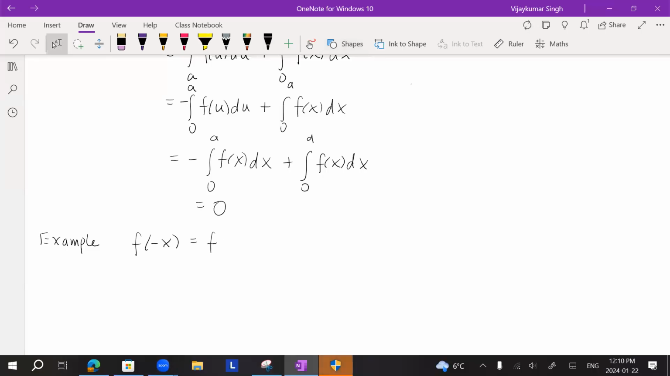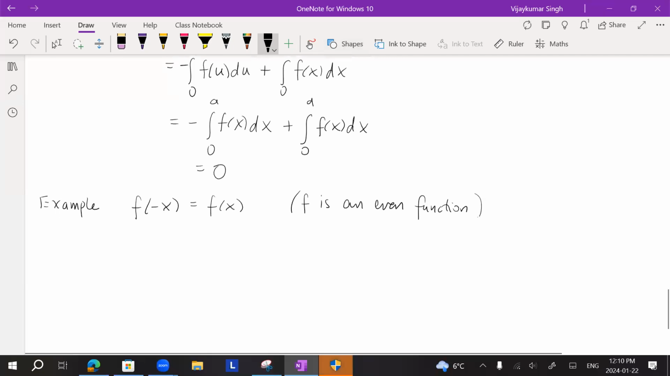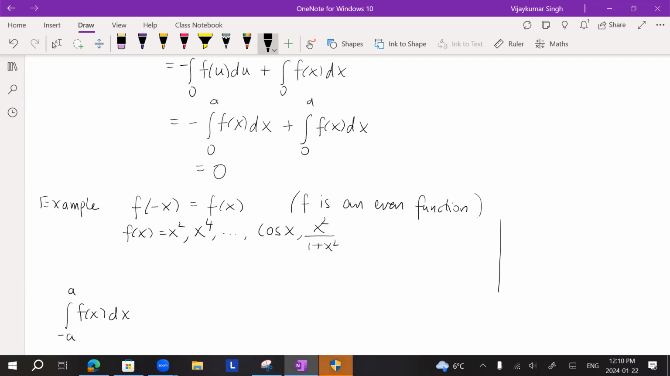So if f of minus x is the same as f of x, then f is an even function. Now in that case, what happens to the integral from minus a to a of f of x dx? Let's look at a few examples of even functions. Say f of x equals x squared, x to the power 4, all the even powers, and also other examples like cosine x, and x squared upon 1 plus x squared. These are examples of even functions, where f of minus x is the same as f of x.